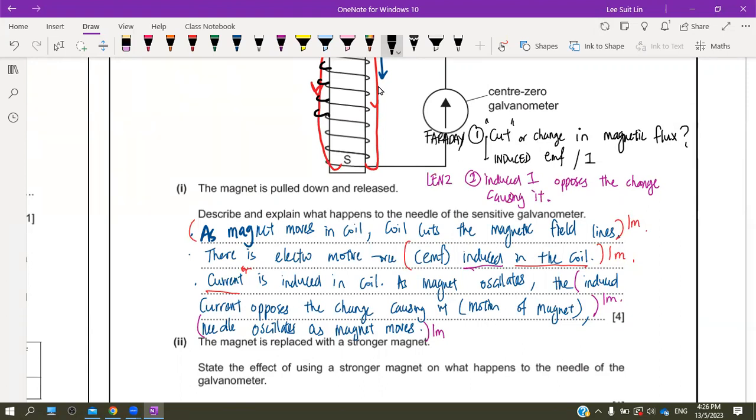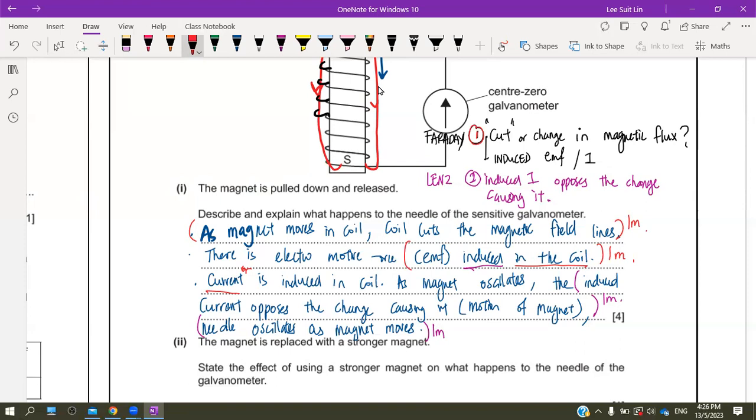Okay, so you can see the Lenz law is the last 2 marks, and then the Faraday law is the first 2 marks. So they can give you a scenario that maybe we haven't discussed before, because there are many ways I can cut the field lines. But go through these 2 points in some detail, it should be okay.